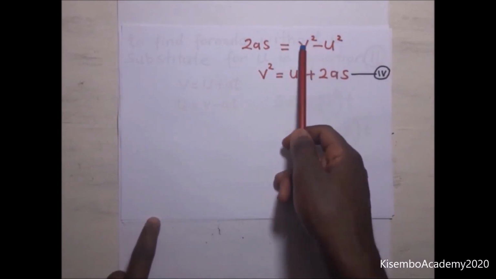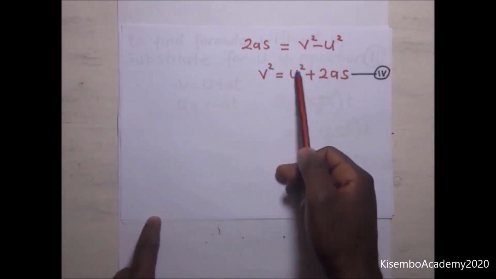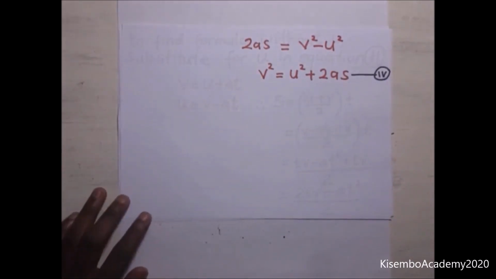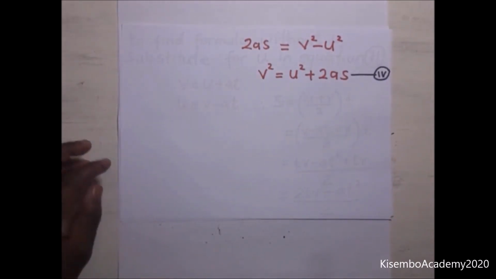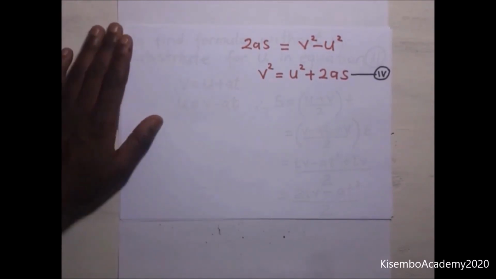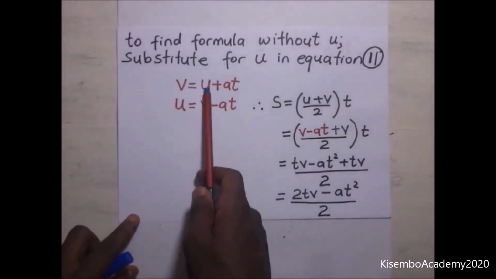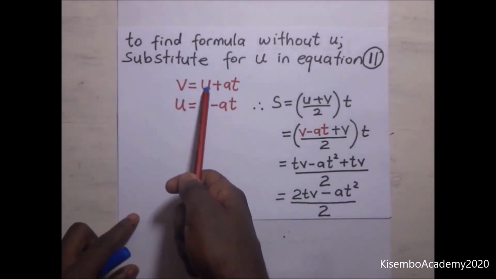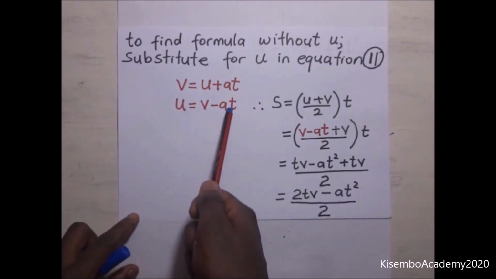When we make v squared the subject of the formula, we shall end up with v squared is equal to u squared plus 2as, which is our fourth equation of motion. For our fifth equation of motion, we shall still use the same technique by playing around with the first two equations of motion. Our first equation was v is equal to u plus at, and when we make u the subject of the formula, it's going to be v minus at.